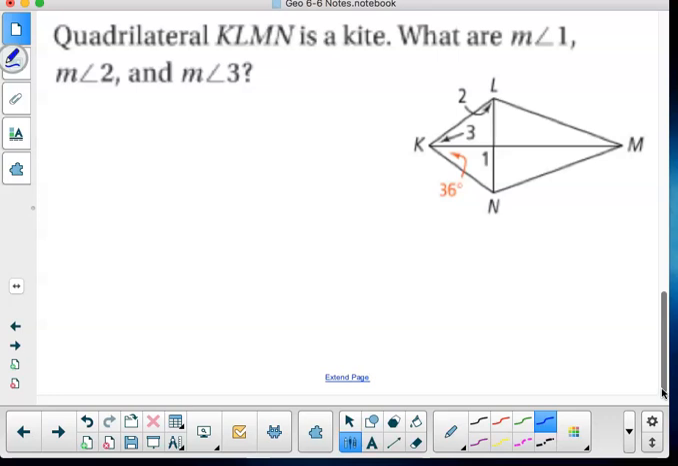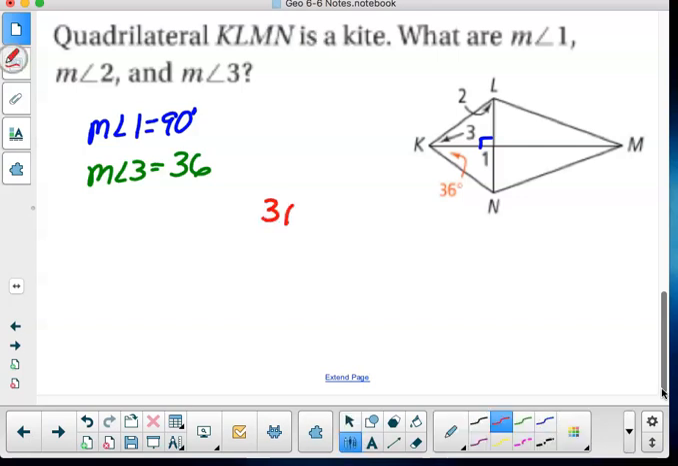Angle 1, remember the diagonals of a kite meet and they're perpendicular to each other, so the measure of angle 1 is 90 degrees. The measure of angle 3, because of corresponding parts of congruent triangles, is the same as the 36 degrees. And then my last thing, I know that the 36 plus the measure of angle 2 is equal to 90.